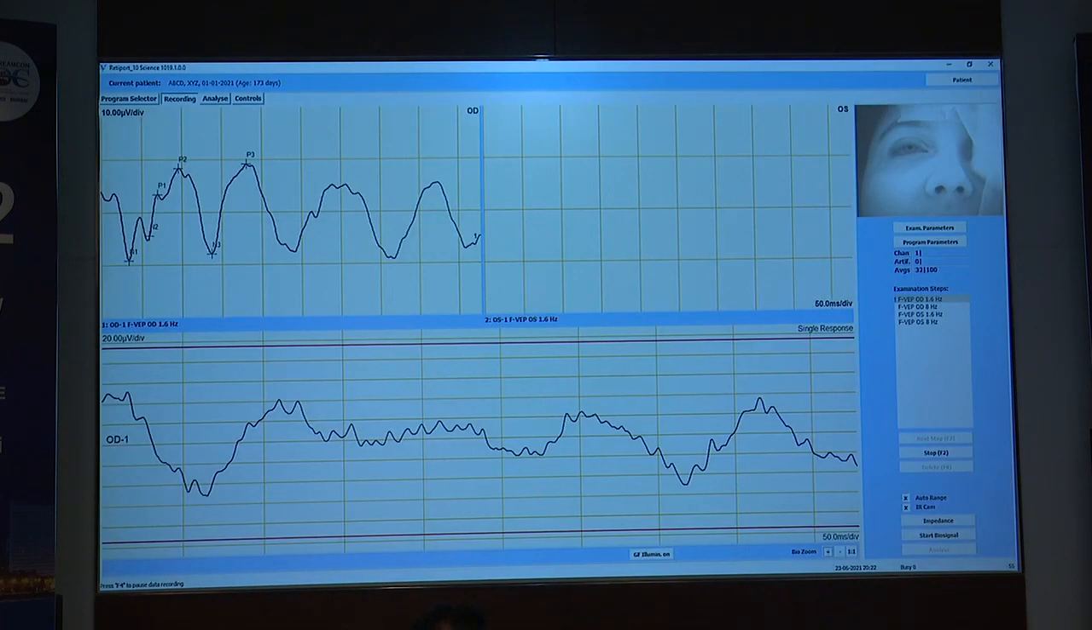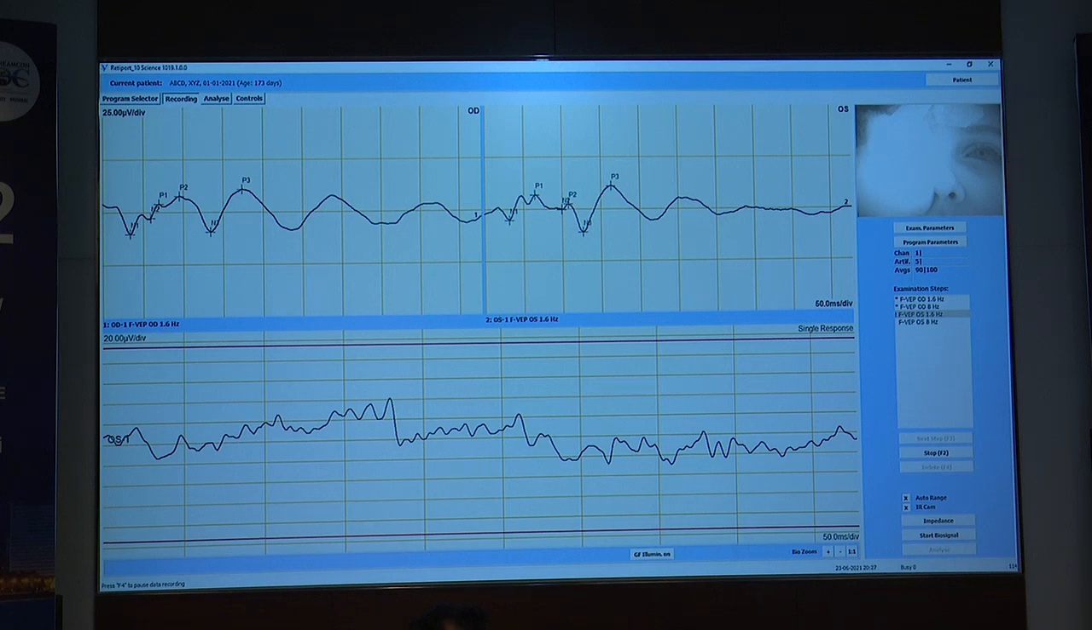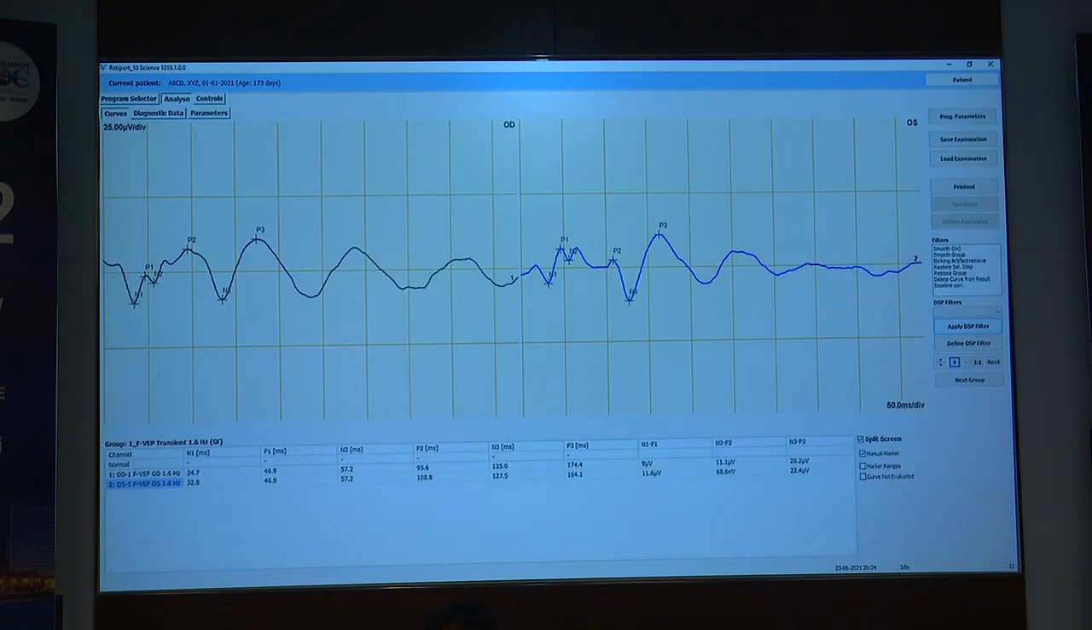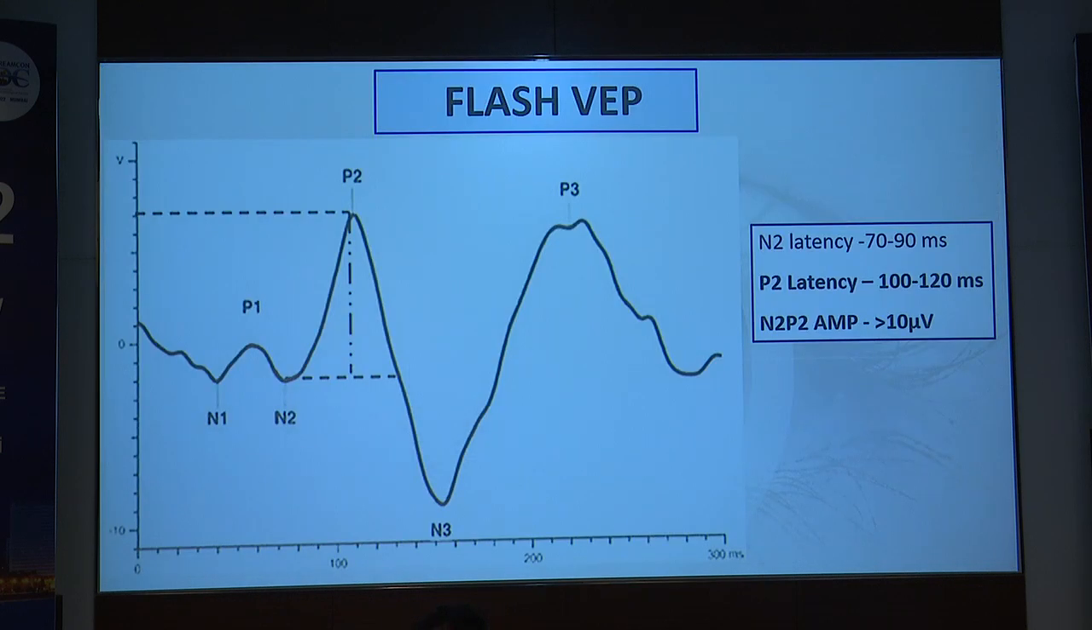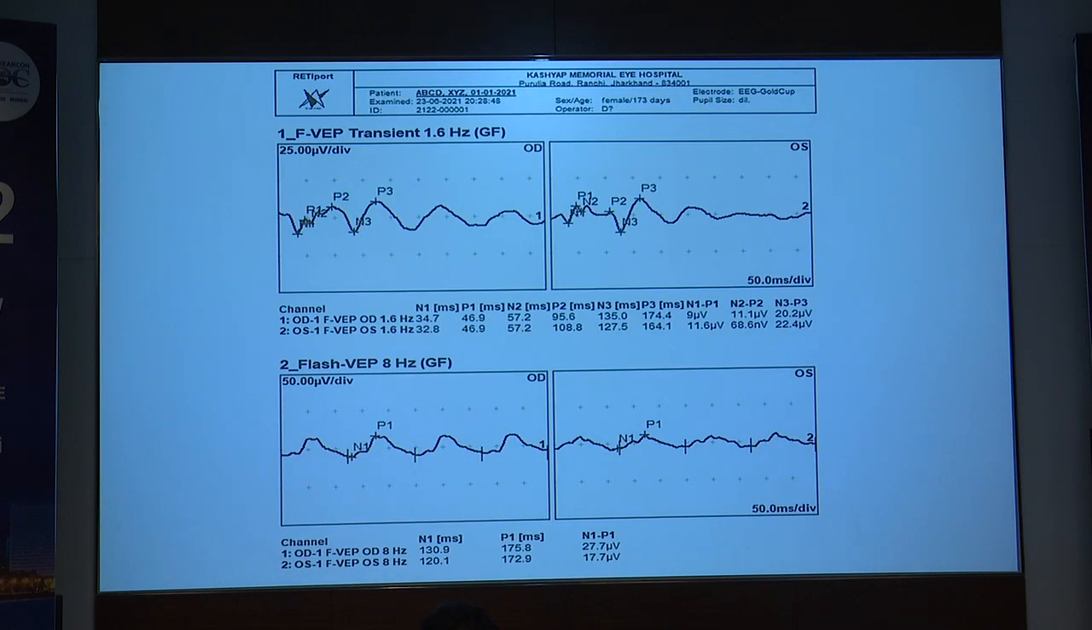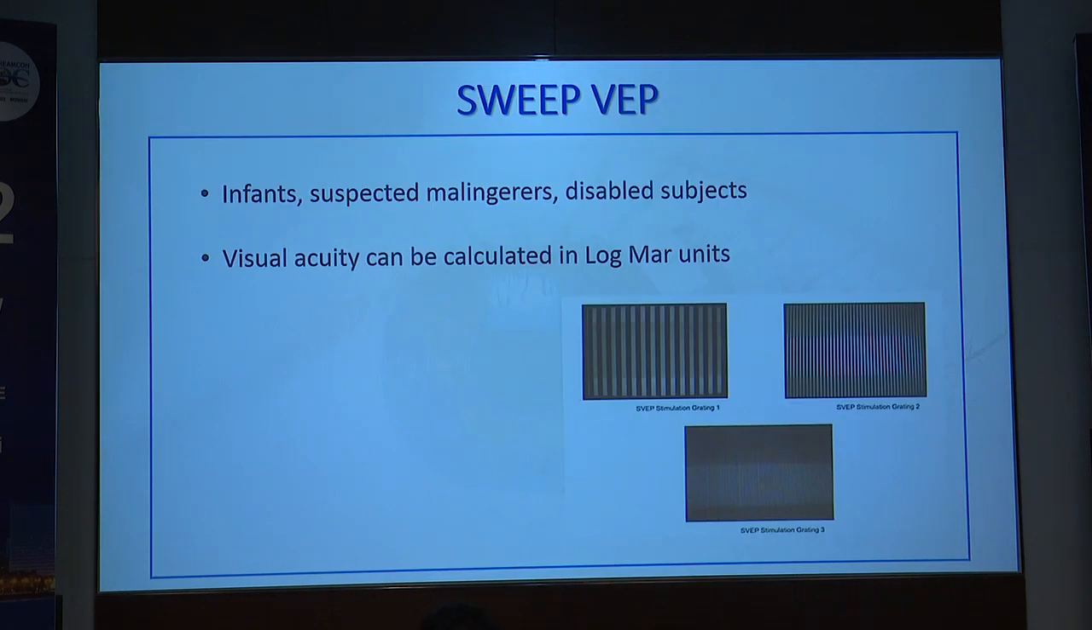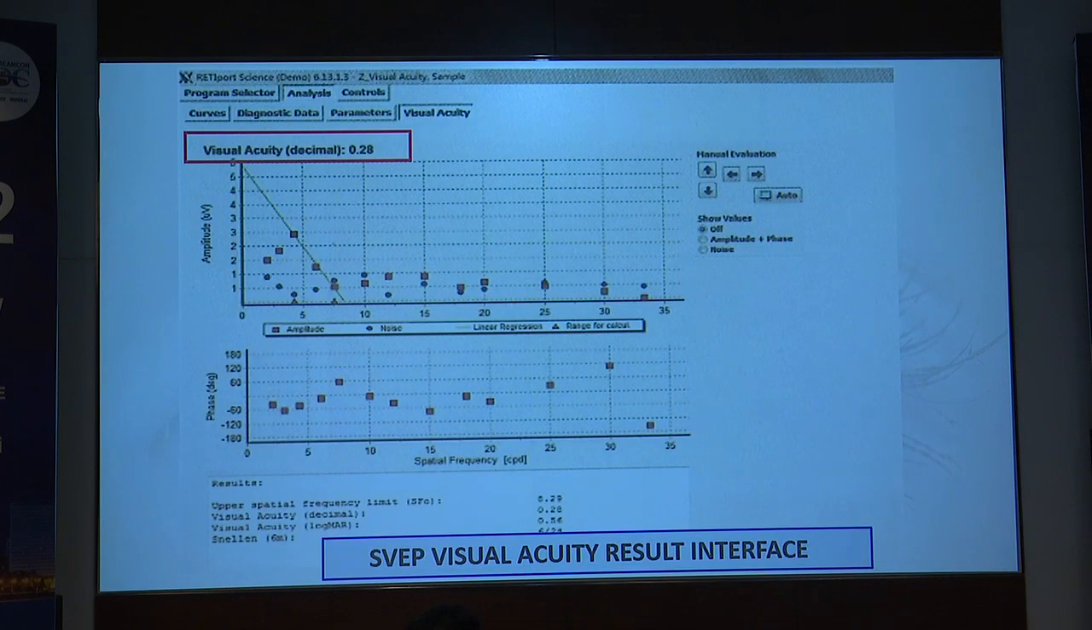This is how the recording interface looks, which needs to be enlarged according to the voltage. Here, the P2 latency is most important, which is 100 to 120, and the N2P2 amplitude should be more than 10 microvolts. Just a note on sweep VEP, to be done in infants, suspected malingerers, or disabled subjects. Here, the visual acuity is extrapolated in logMAR units.